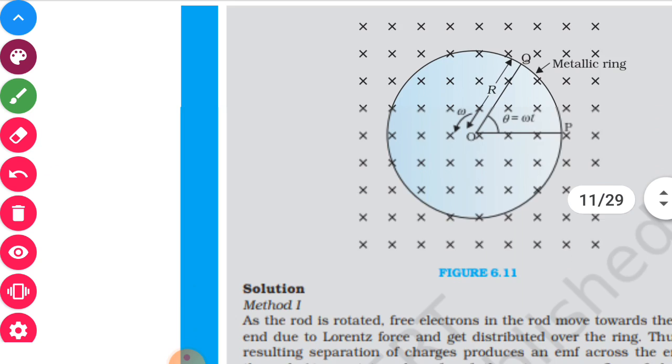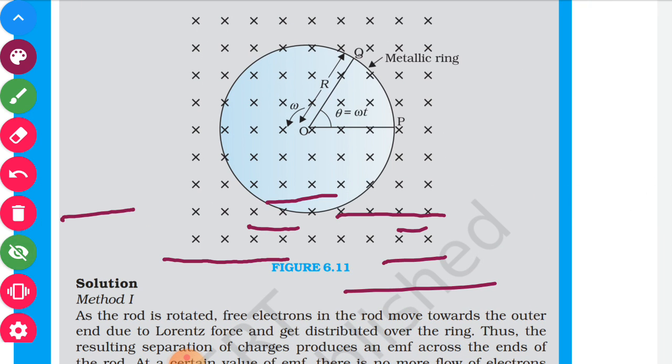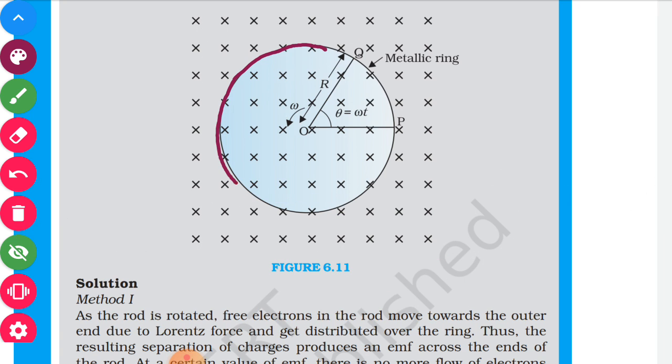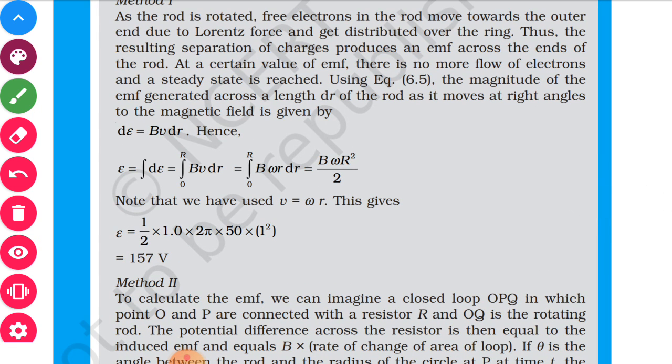Now try to understand. This way the rod is rotated, and this is a metallic ring. So when you rotate this rod, what will happen? There will be an induced electromotive force between the two ends, that is, the center of the ring and the circumference. Now this is very easy to find out, and there are different methods. We just have to use whichever is comfortable, and this first method is, I think, the most comfortable.